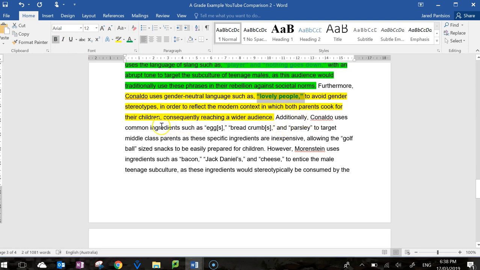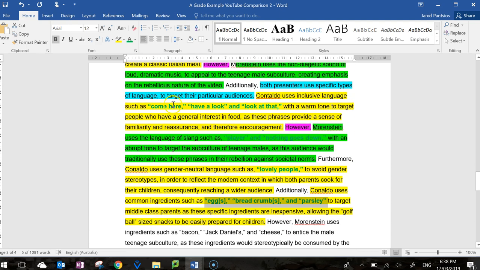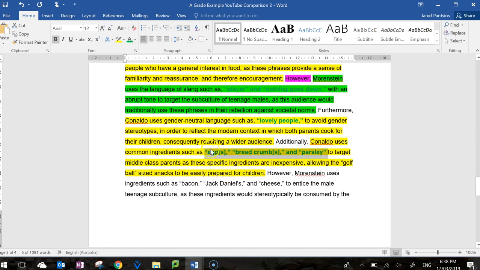"Additionally, Cantado uses common ingredients such as eggs, breadcrumbs, and parsley to target middle-class parents, as these specific ingredients are inexpensive, allowing the golf ball snack size to be easily prepared for children." That's a real stretch. I feel like there'd be something else that he would say throughout his examples, such as it's a family meal, or when the family gather around, or look at the family, they're waiting. So easy to prepare, so quick, because in terms of audience, you're better off actually stating how well it'd be for those who are looking for a quick, easy meal, who are time poor, not necessarily because they want basic ingredients. But that's up to you and the examples you might find throughout your videos.